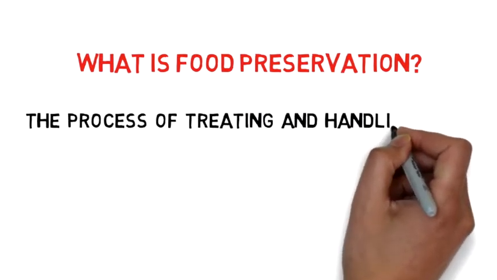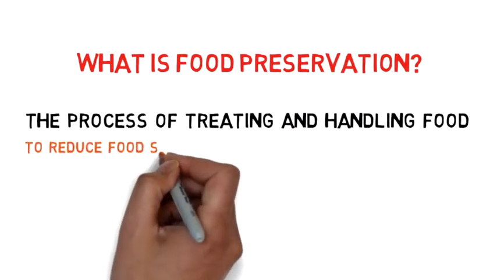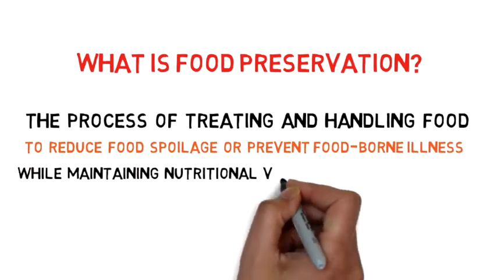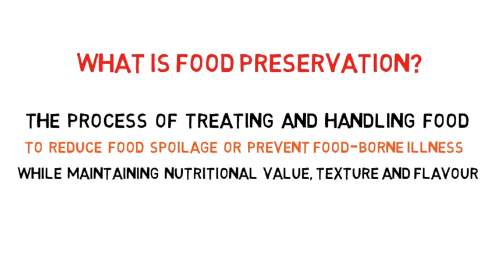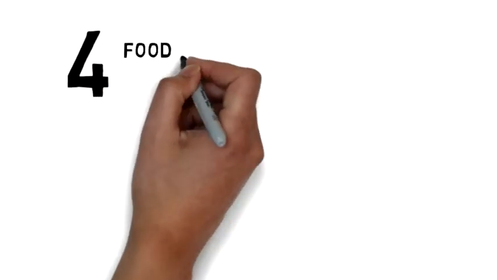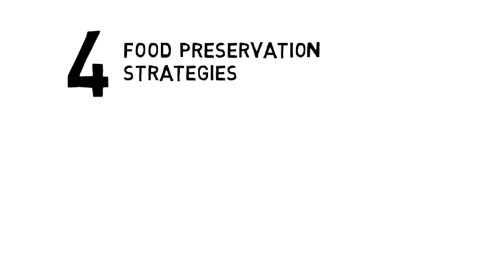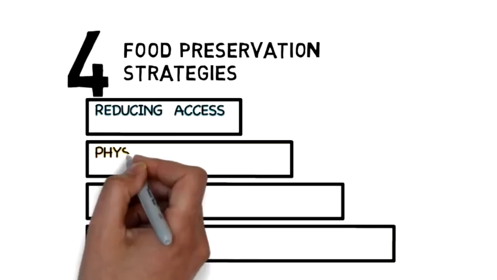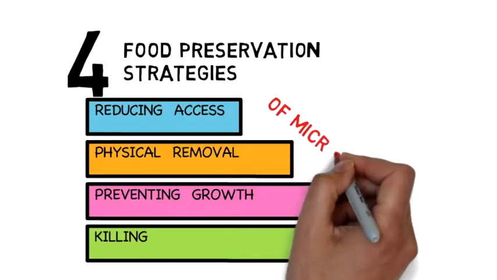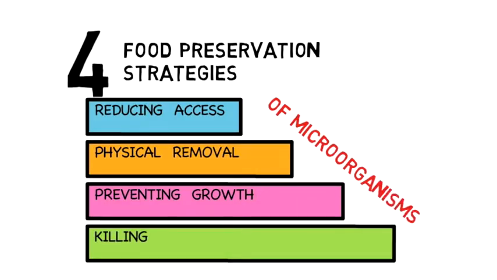It is the process of treating and handling food to reduce food spoilage or prevent foodborne illness while maintaining nutritional value, texture, and flavor. The 4 food preservation strategies are reducing excess, physical removal, preventing growth, and killing of microorganisms.